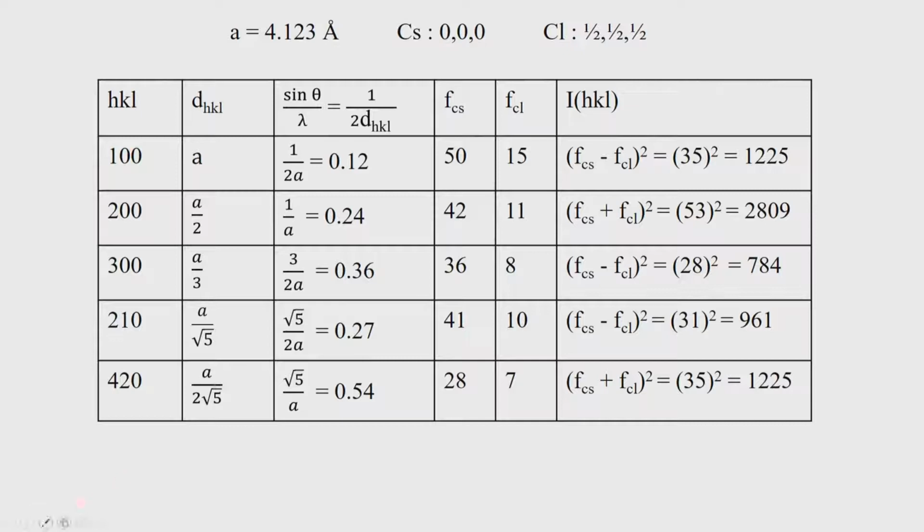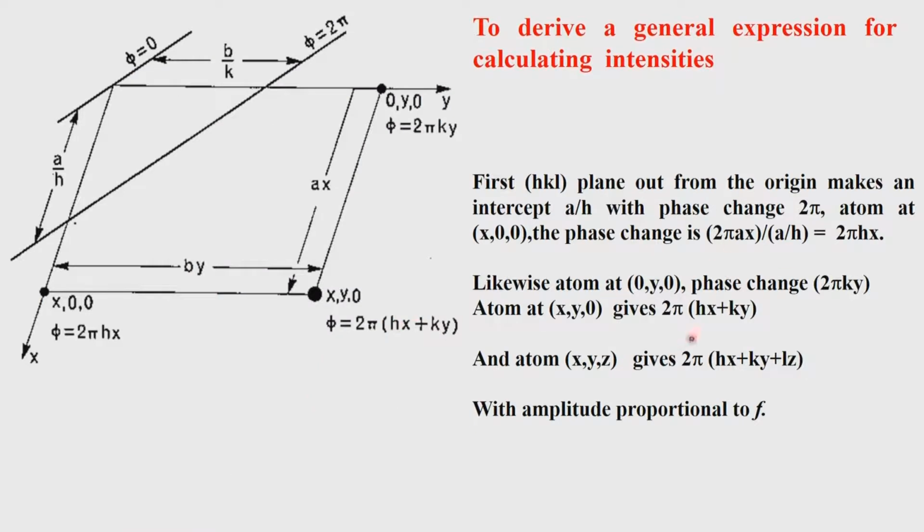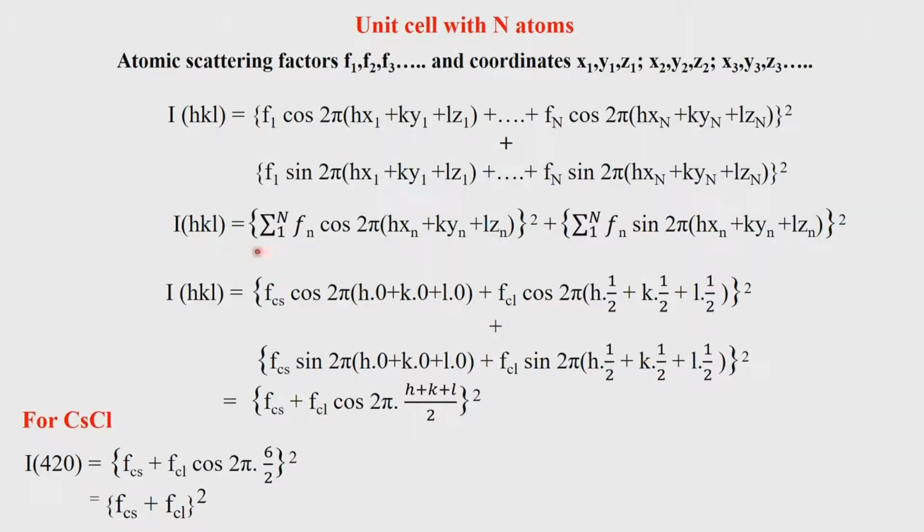So, this tells us that these are the possible reflections associated with cesium and chlorine, and a is equal to 4.123. And these are the calculated values which we get for sin theta by lambda based on where the d values are, and therefore, we can calculate based on our general expression which we derived just now. This general expression will tell us how to go about determining the intensities for any given X-ray diffraction pattern. So, this is a key equation. Now, if we take the square root of this intensity of HKL, we will get what is known as the structure factor. It is the modulus of the structure factor.